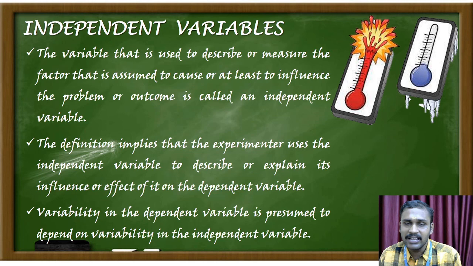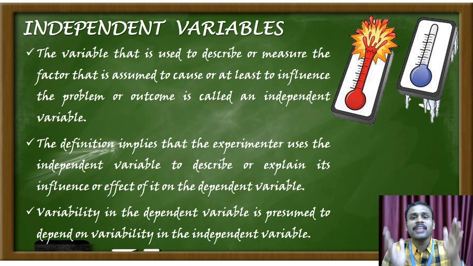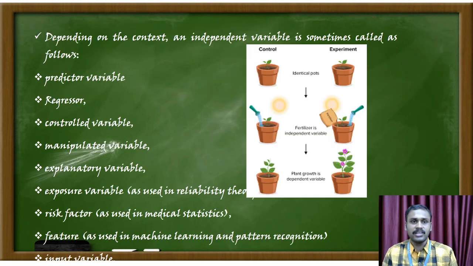For example, you can see on the screen a thermometer used to measure temperature. One end shows too much heat, the red color, and the other shows too much cold, which results in very little heat. So something is having an impact over some other thing.